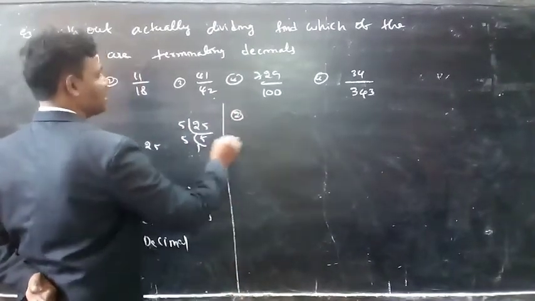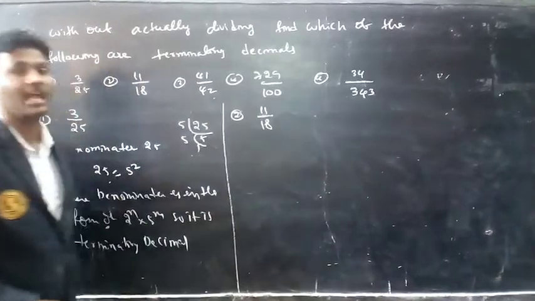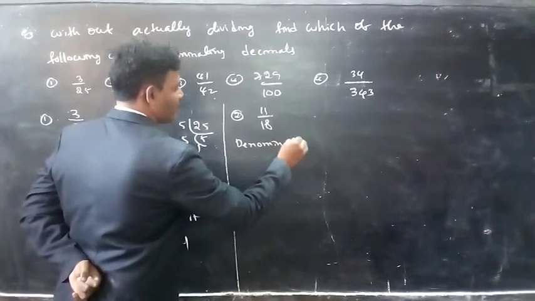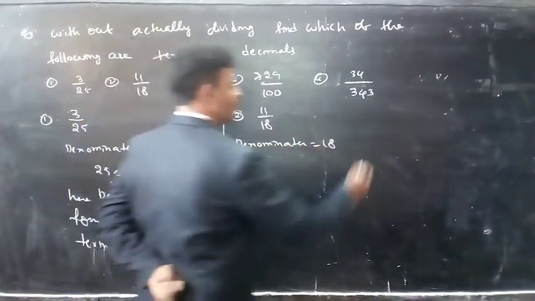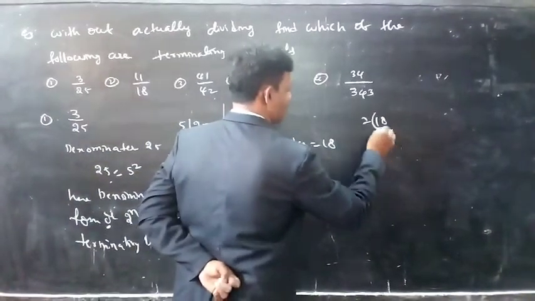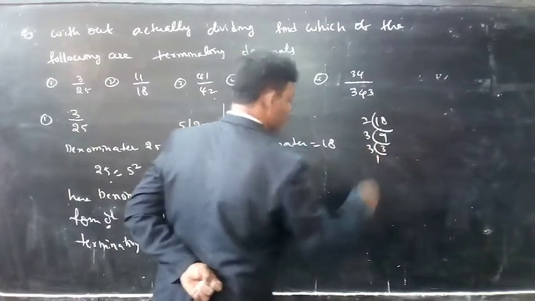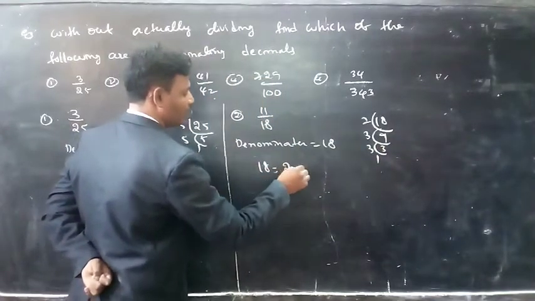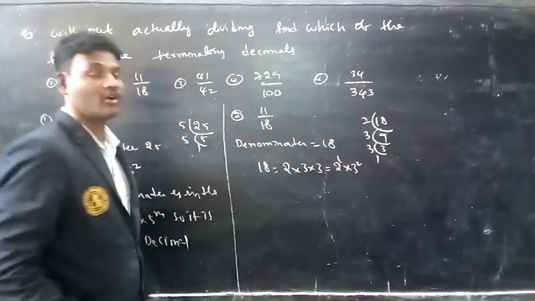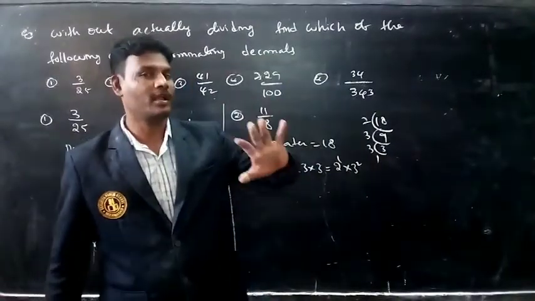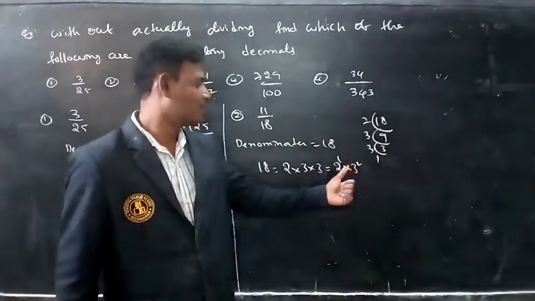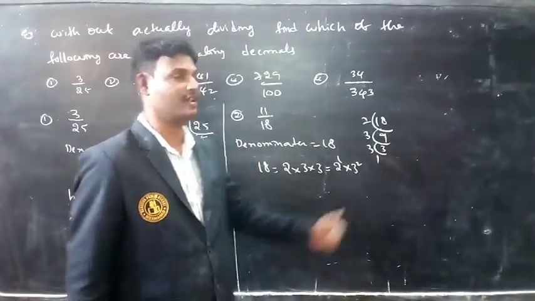Now what about the second question? 11 by 18. Here what is the denominator? 18. Now divide the denominator as a product of prime factors. 2 1s are 2, 9s are 3 3s, 3 1s are 3. So 18 we can write as 2 into 3 into 3, which is 2 power 1 into 3 power 2. So what do I need? I need 2 power n into 5 power m. But here, extra, 3 power 2 is there.